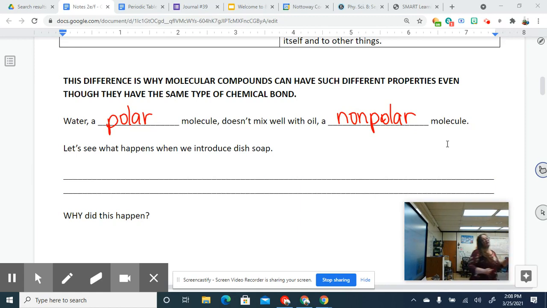Soap has a long, complicated molecule that is polar at one end and nonpolar at the other end. The polar end bonds with the water. The nonpolar end bonds with the oil, and it brings it all together. And then if you're taking a shower, washing your clothes, washing your dishes, what do you do? You then rinse it away.